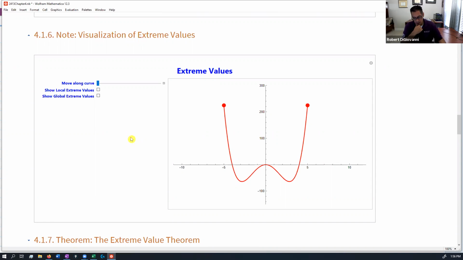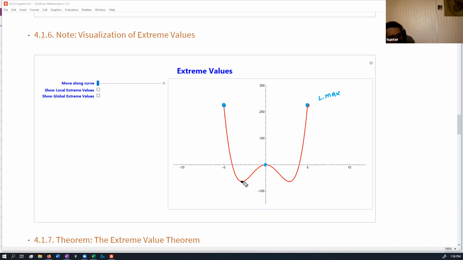So locally, how many local maximums do we have? 3, right? There's 3 local maximums. The local maximums occur here, here, and here. Those are all local maxes. Now how about local minimums? How many local minimums do we have? 2. Here, and here. Those are local min.